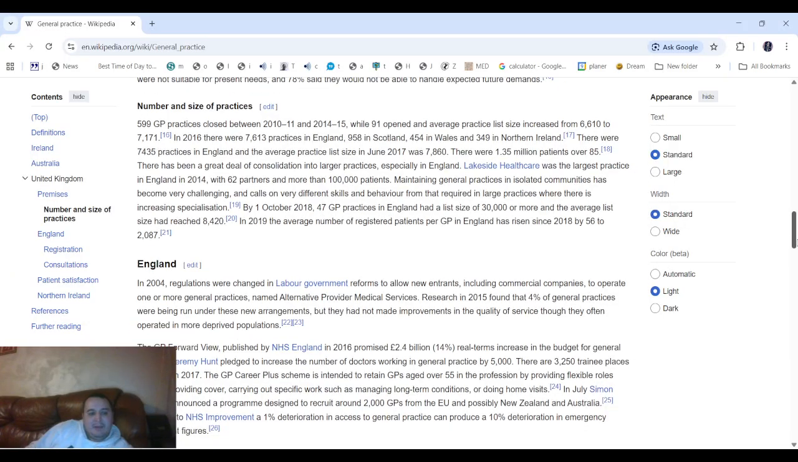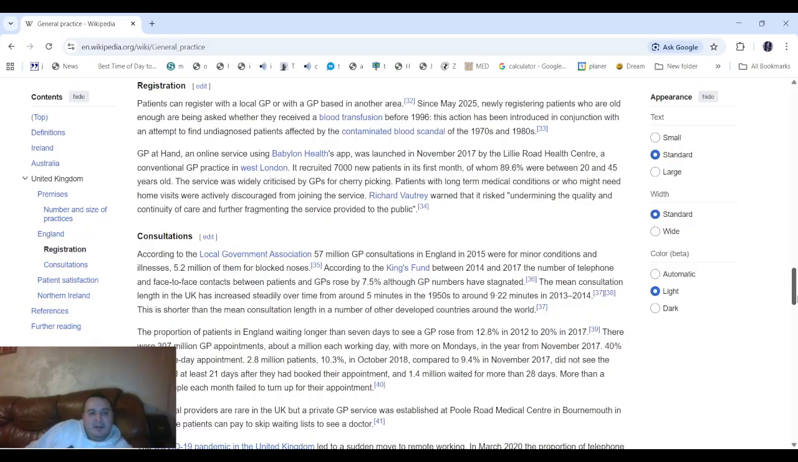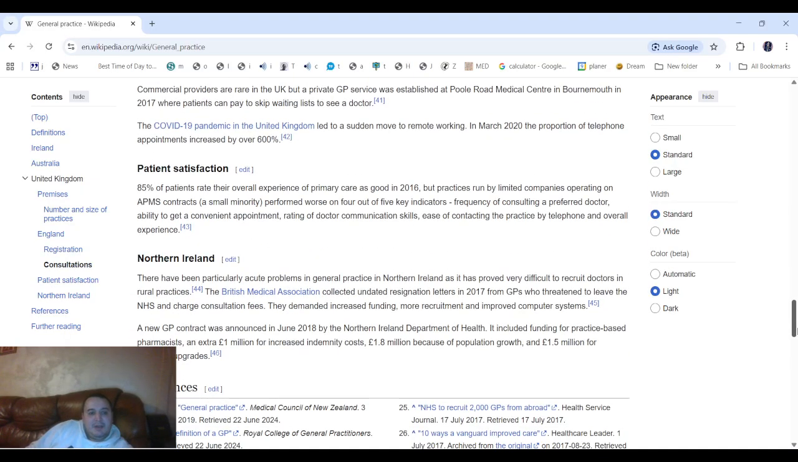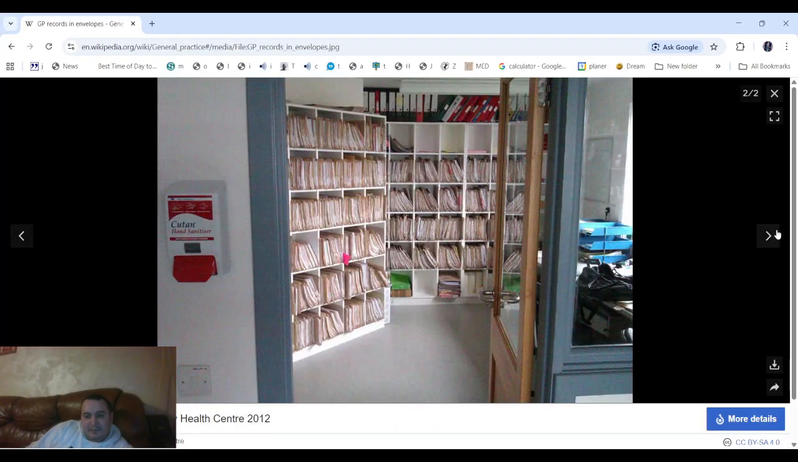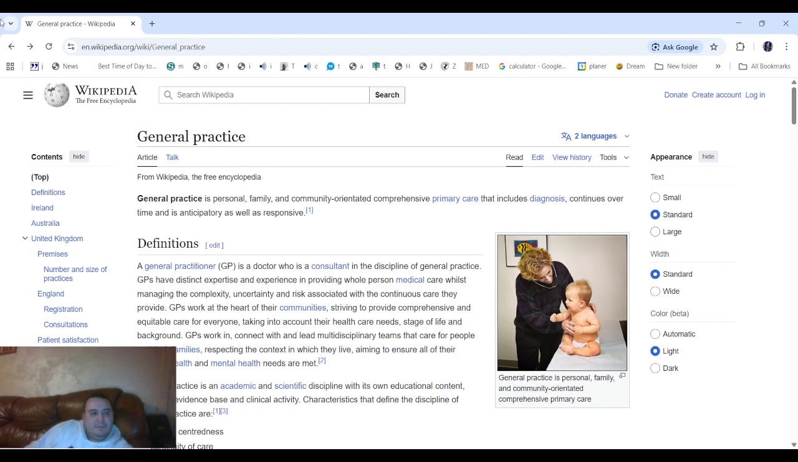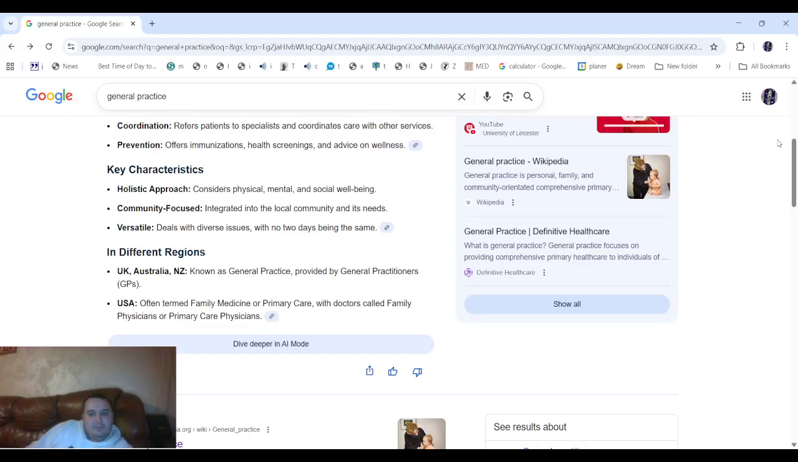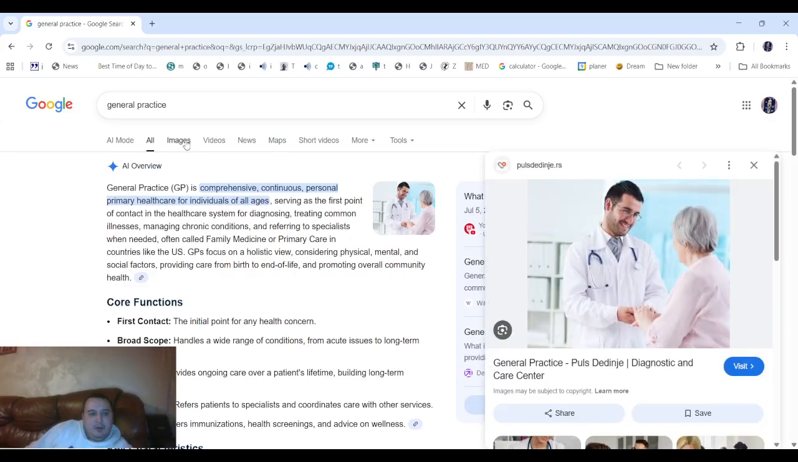Premises, number and size of practices, England, registration, consultations, patient satisfaction. So, library full of charts, general practice.